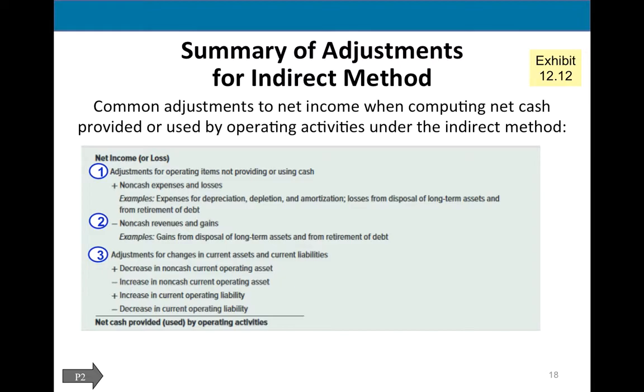We add it back in. If the accounts payable, current liabilities, went down, that means we paid it off. So I have to subtract it. So for current liabilities, you do the same, depending on what happened with that current liability. You do not touch notes payable and notes receivable though, because they're not part of the operating cash flows.